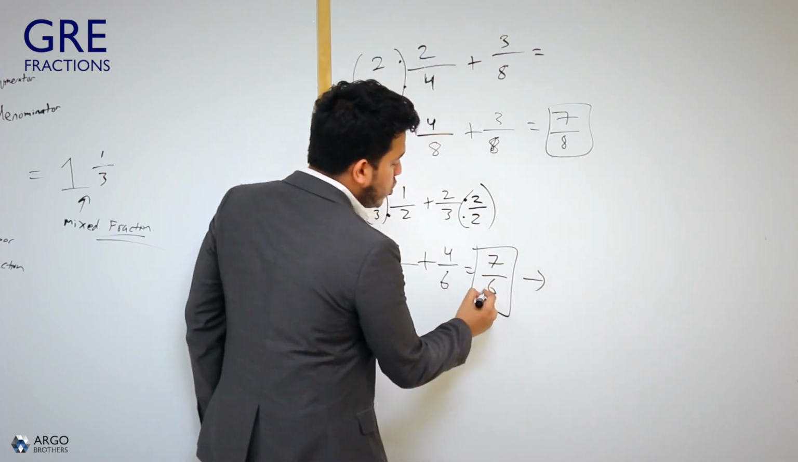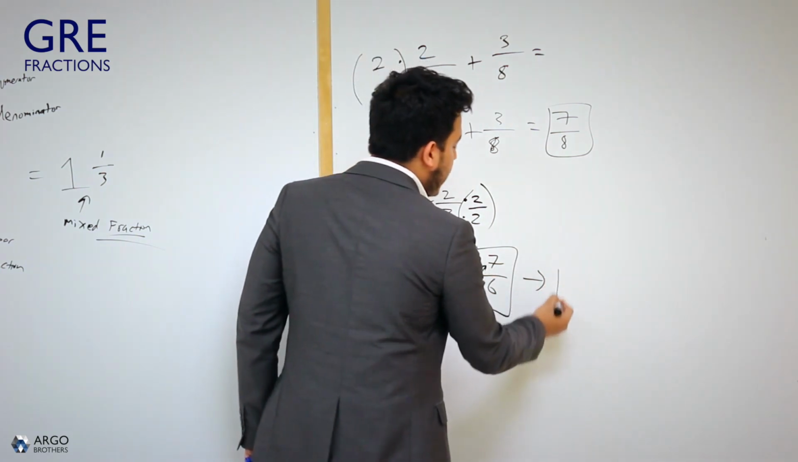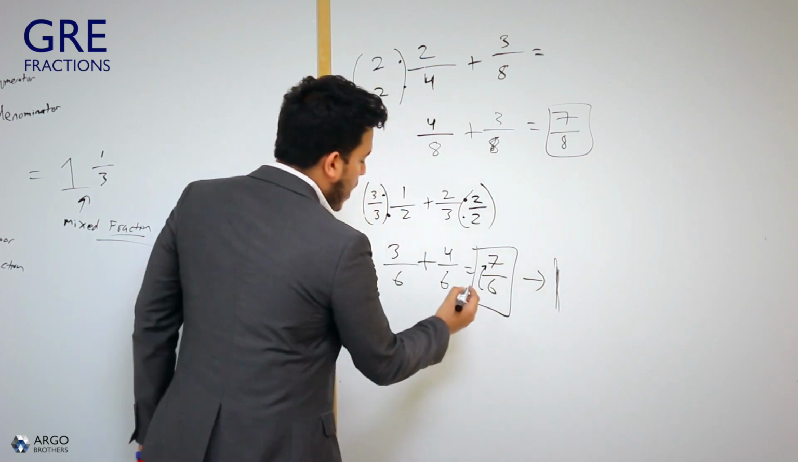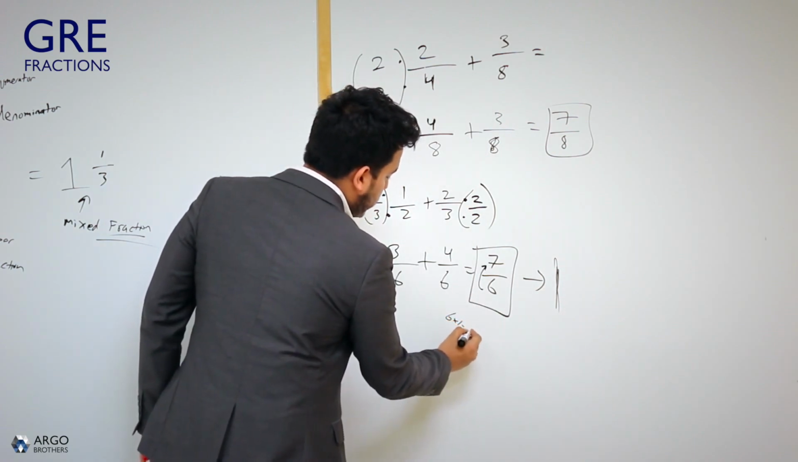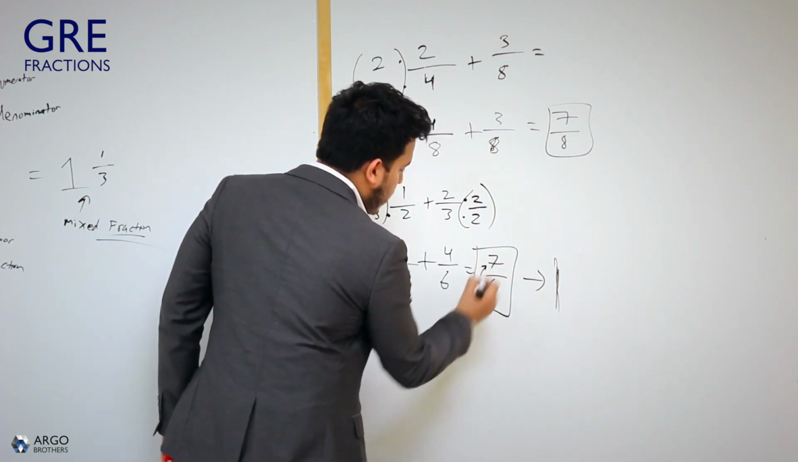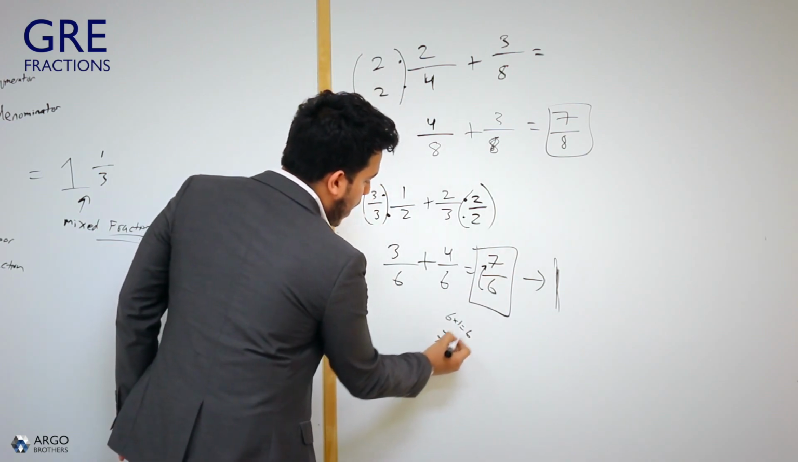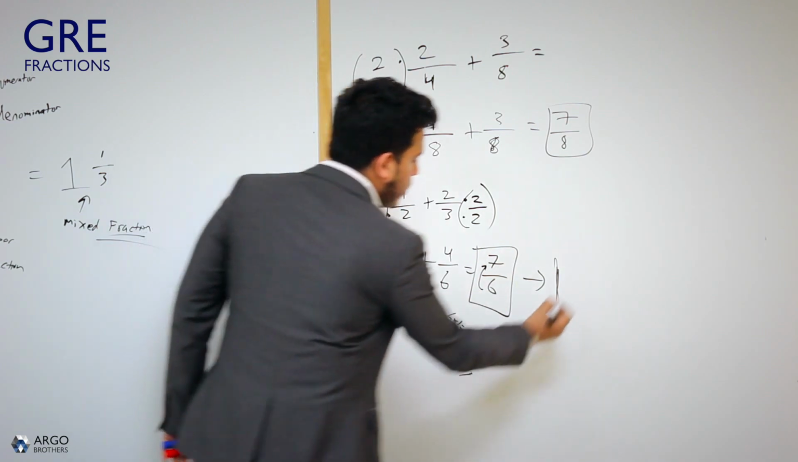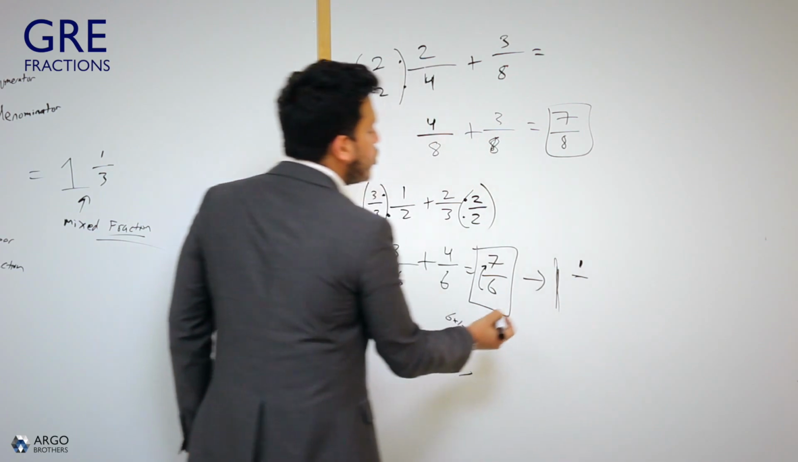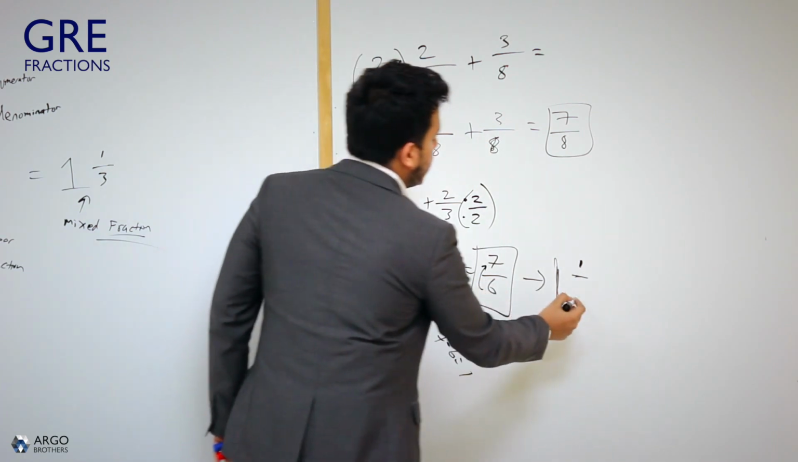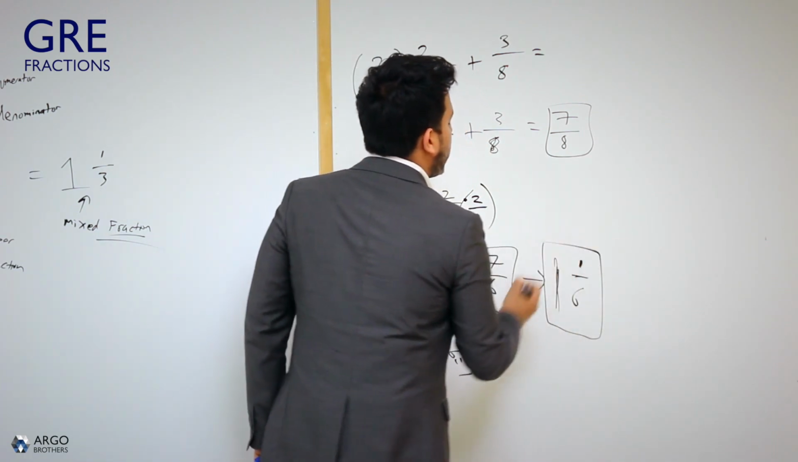Well, I know 6 goes into 7 one time, right? So my whole number is 1. And so 6 times 1 is equal to 6. And I know I have to subtract this number from my numerator, which leaves 1. And my denominator will always be this number over here, 6. So I'm left with 1 and 1/6.